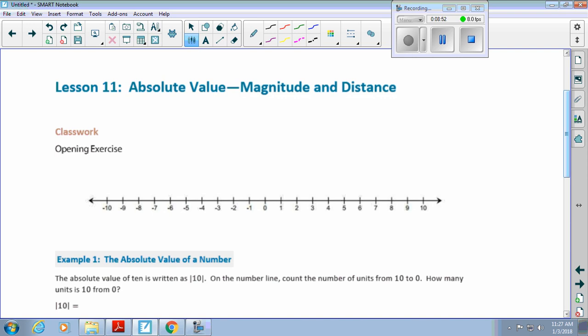Lesson 11. So, again, we're going to put some real fancy words on some things that are really quite simple. So, absolute value simply means distance from 0 on a number line. All right? So, absolute value, we're going to write distance from 0 on a number line.